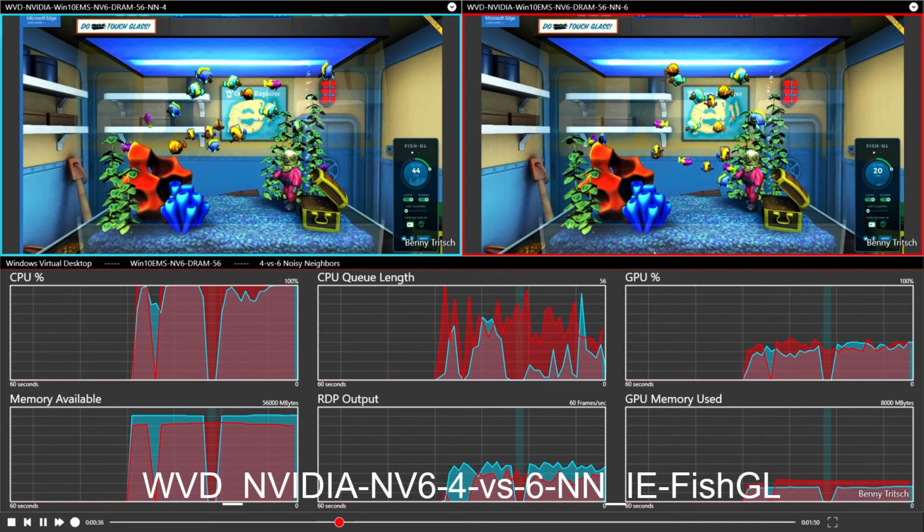For the next test, we're going back to the NV6 VM type with an NVIDIA M60 GPU. Operating system is still Windows 10 multi-session. Now we have 4 noisy neighbors on the left and 6 noisy neighbors on the right. Shouldn't make too much of a difference for the WebGL application in the primary session. Let's see.